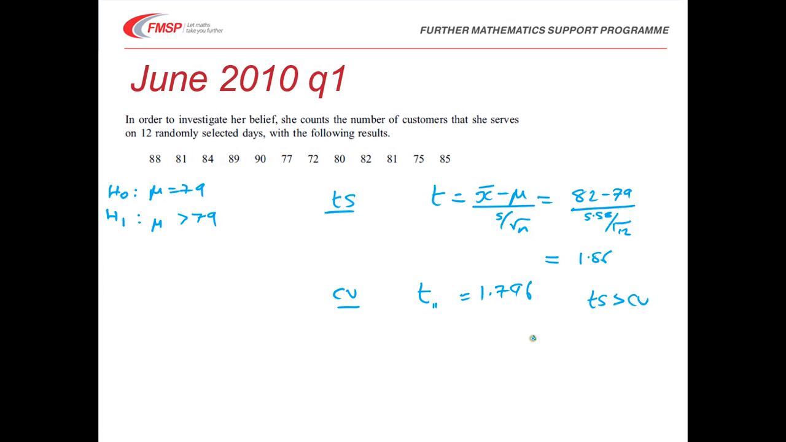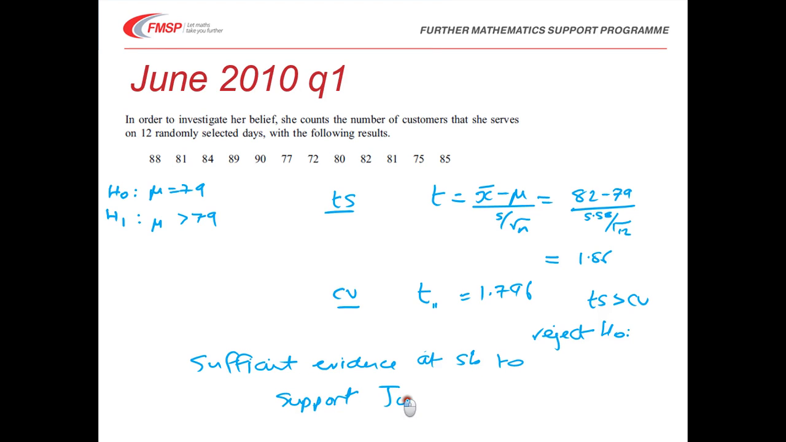What does that mean? Well, it means we're going to reject H0. Okay, so there is sufficient evidence at 5% to, and in this case we can say, support Judith's belief. We're quite happy with that because she has a belief.